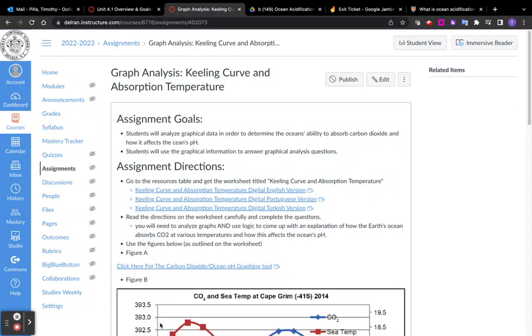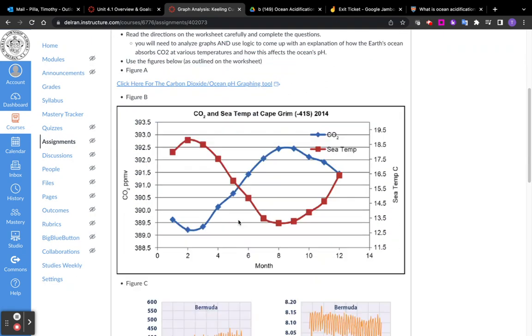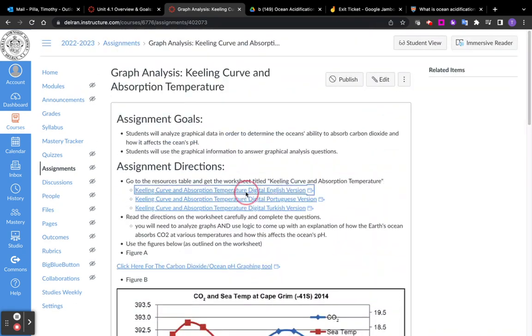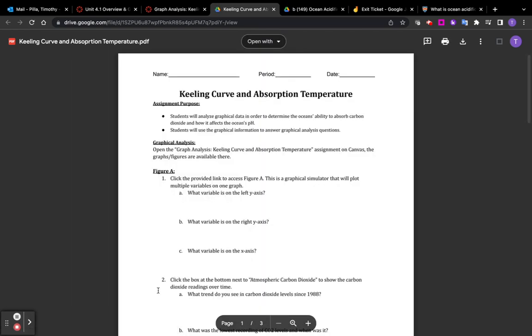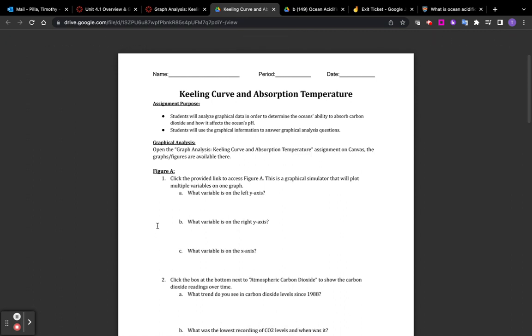This is the help video for the graph analysis, Keeling curve, and absorption temperature. So we have three different graphs. Let's check out what the directions say. The first graph is a graphical simulator. Since we're near the end of the year now, you should be really efficient or fluent in graphical analysis. So we're going to keep practicing.